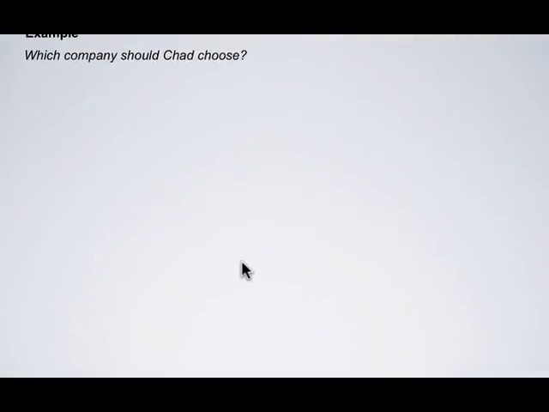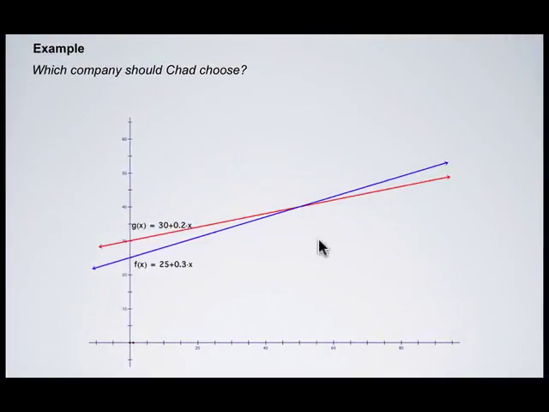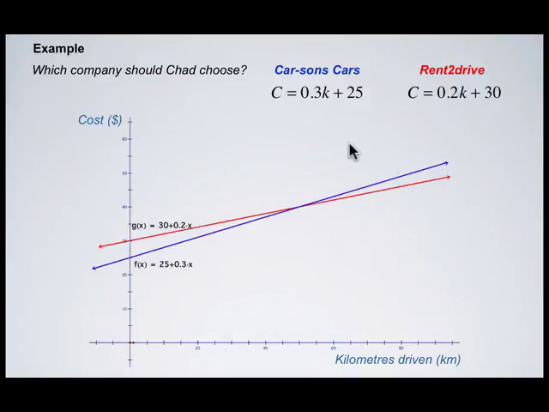Now we're going to decide which company Chad should choose. Here's our graph again. Realize that the kilometers driven is on our horizontal axis and the cost for renting the car is on our vertical axis. When we draw this, you should realize that the blue line is a little bit steeper, and that's because Carson's Cars has a greater slope. I've written this a little bit differently because this is now in y equals mx plus b form. The slope here is 0.3, and for Rent to Drive, the slope is 0.2 because the kilometer charge is lower for Rent to Drive. So the red line, because it has a lower slope, is going to be less steep than the blue line.